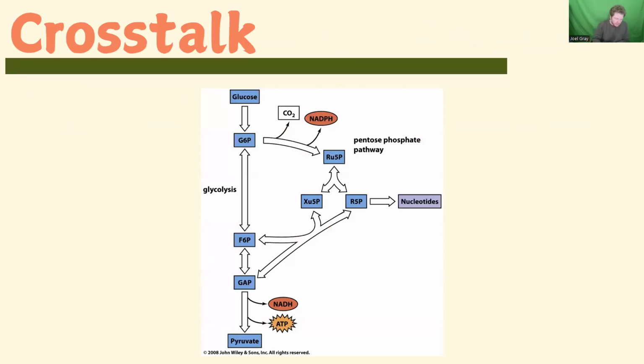If you look on the far left-hand side of your slide, what you'll see right here is you will see glycolysis. That's all there is to glycolysis. Glucose goes to glucose 6-phosphate, which goes to fructose 6-phosphate, which goes to glyceraldehyde 3-phosphate, which ends up pyruvate. Is there some ATP and NADH developed and produced along the way? Totally. Okay, fair enough.